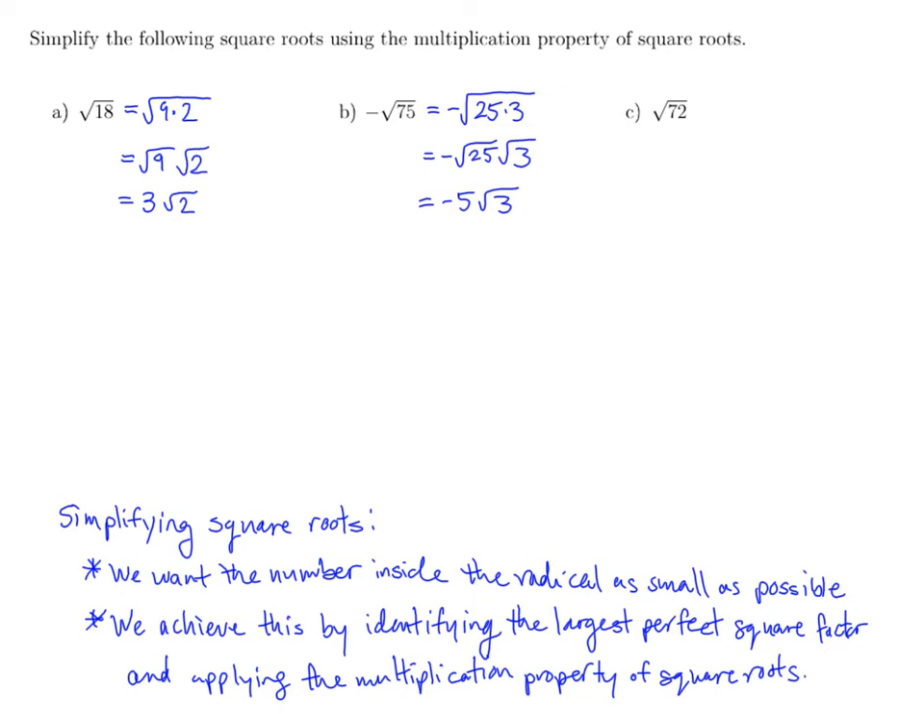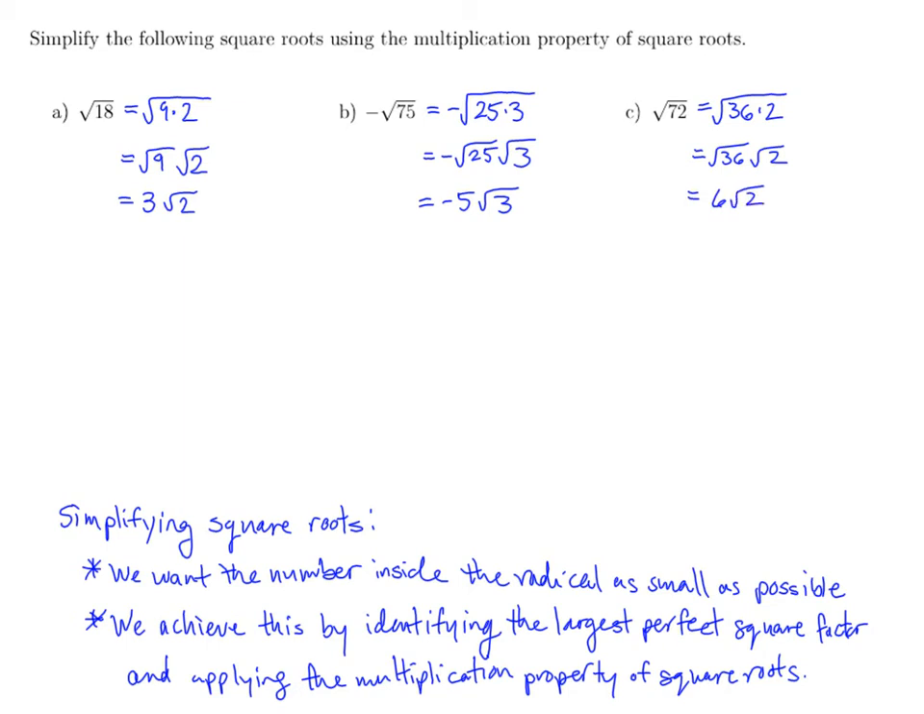Let's look at this last example here, which is the square root of 72. And this one has a number of perfect square factors, so let's start by identifying the largest perfect square factor. Looking at the factors of 72, if we're checking perfect square factors smaller than 72, 64 is not a factor, 49 is not a factor, 36 is a factor. So we can turn this into the square root of 36 times 2, and that becomes the square root of 36 times the square root of 2. And then when that's simplified, we get 6 times the square root of 2.